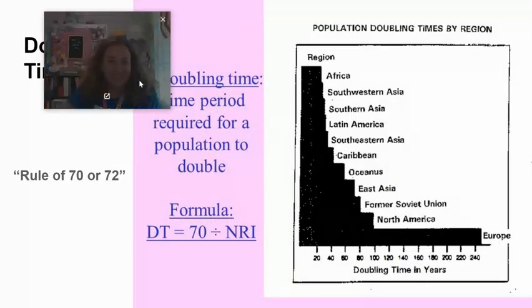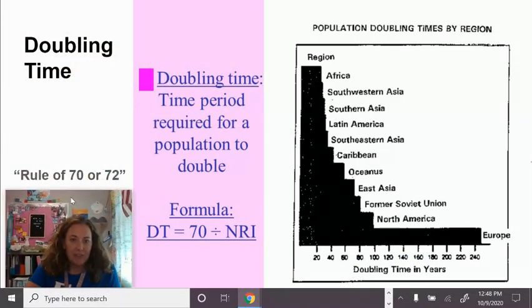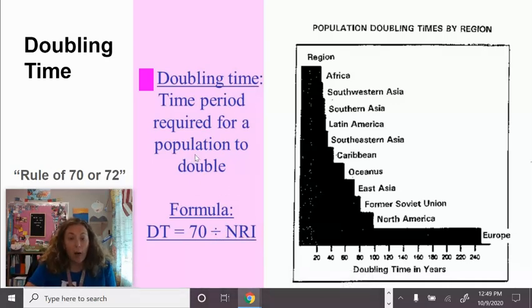All right, so let's talk about doubling time. The rule of 70 or 72, and again, it varies depending on the sources you're looking at. Simply put, doubling time is the time period required for a population to double. The way we look at this is that you take the number 70 or sometimes 72, divide it by the natural rate of increase, and what you get is the number of years at that current rate it will take for the population to double.